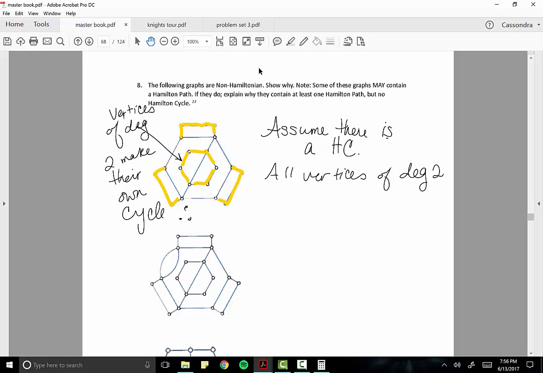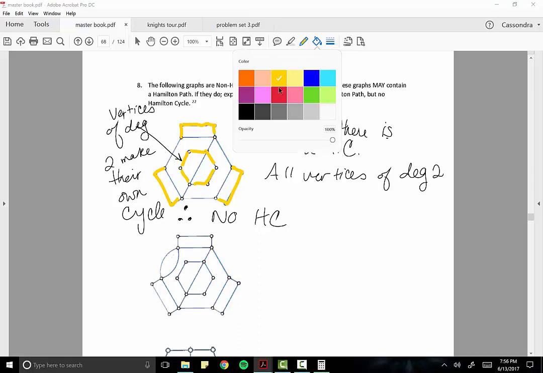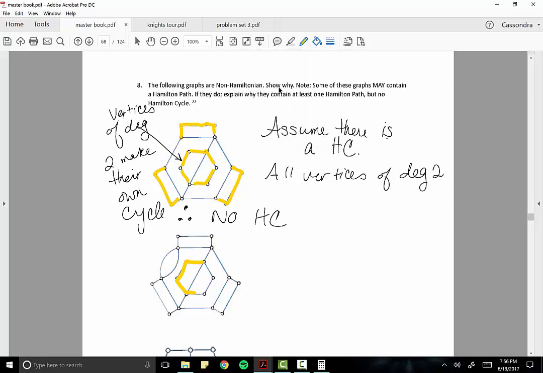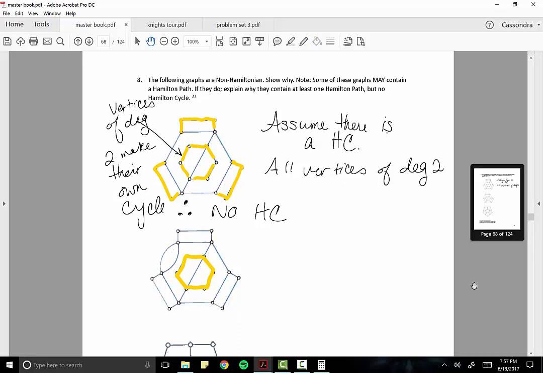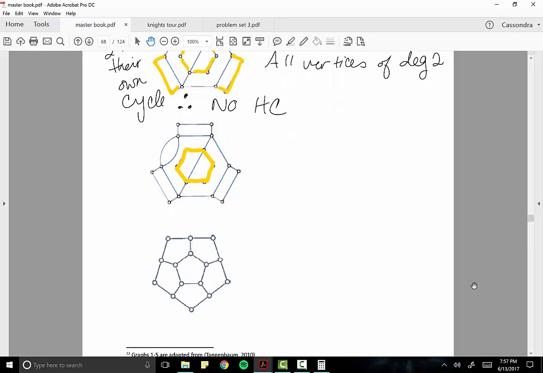Therefore, this is the fancy math symbol for therefore, no Hamilton cycle. Same goes for the one below it. Okay? Here, all of these vertices of degree 2 make their own cycle.